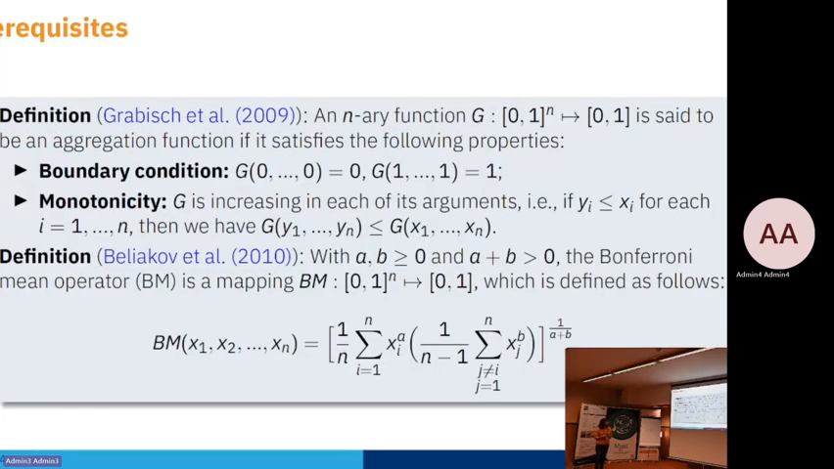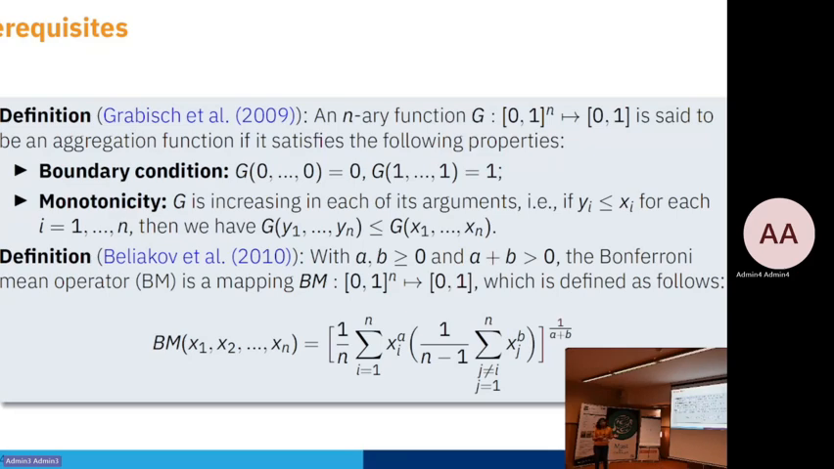Before going to the methodology, some basic concepts are required for the construction of the Born-Trigonometric pre-aggregation operator. As previous presenters have explained, an aggregation function is a kind of fusion tool. It takes information from each data source and generates a single element. A function g is said to be an aggregation function if it satisfies two properties: the boundary condition and monotonicity. The general form of the Born-Trigonometric operator exists in the literature. This is the basic form of the Born-Trigonometric operator, which behaves as an aggregation operator.